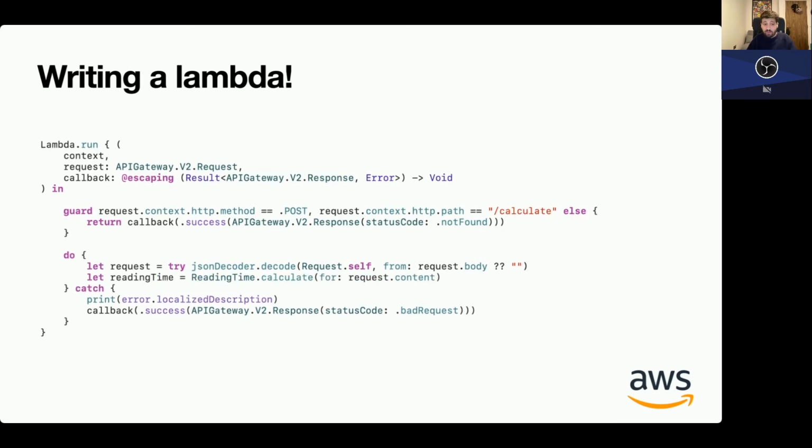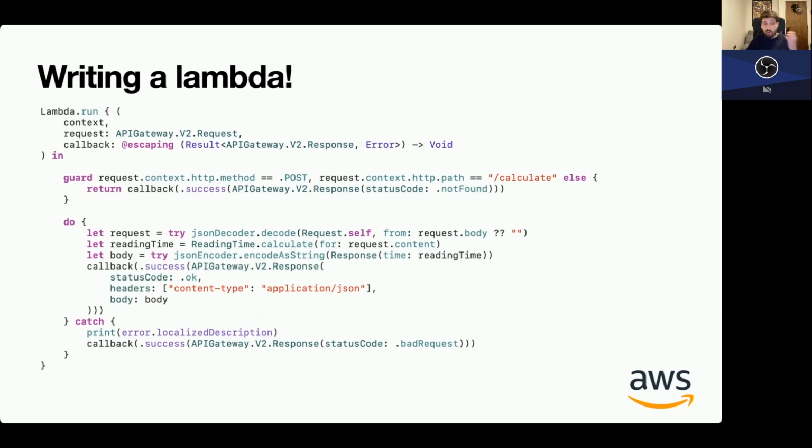Then again, this is going to look familiar. We just call reading time to calculate. So we use our library to calculate an average estimated reading time for the content of the request. And then we can just return with a status code of OK, as you can see, and an API gateway response with a body, and the body is going to be just the reading time. It's just going to be a JSON object with a single key value pair of time and then the seconds.